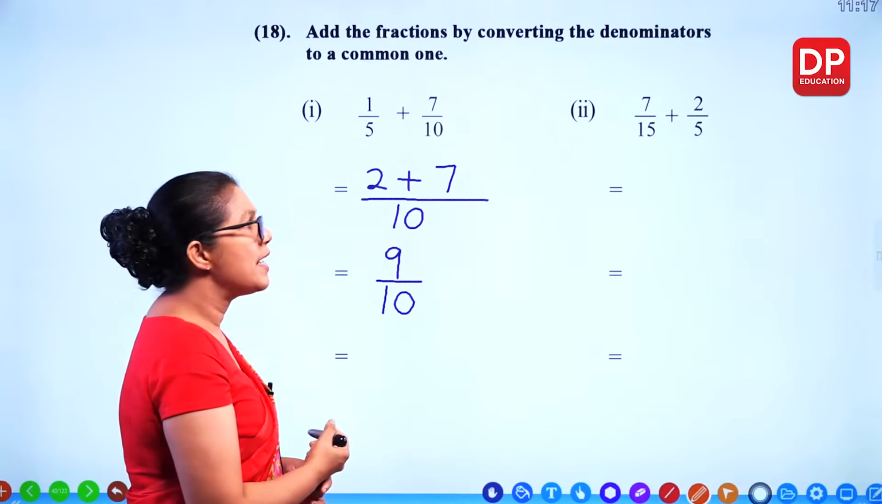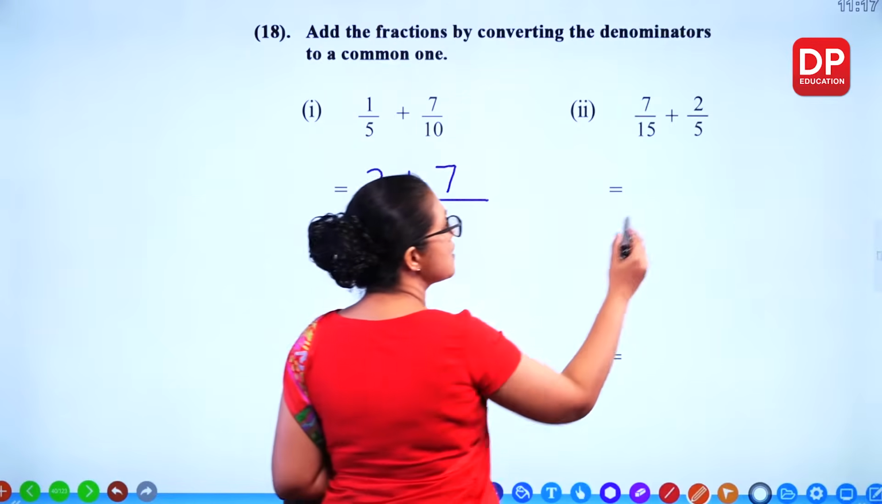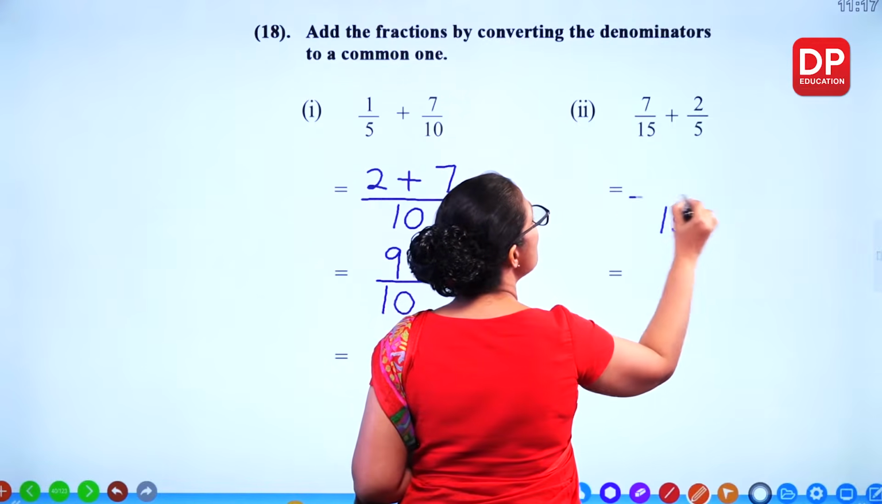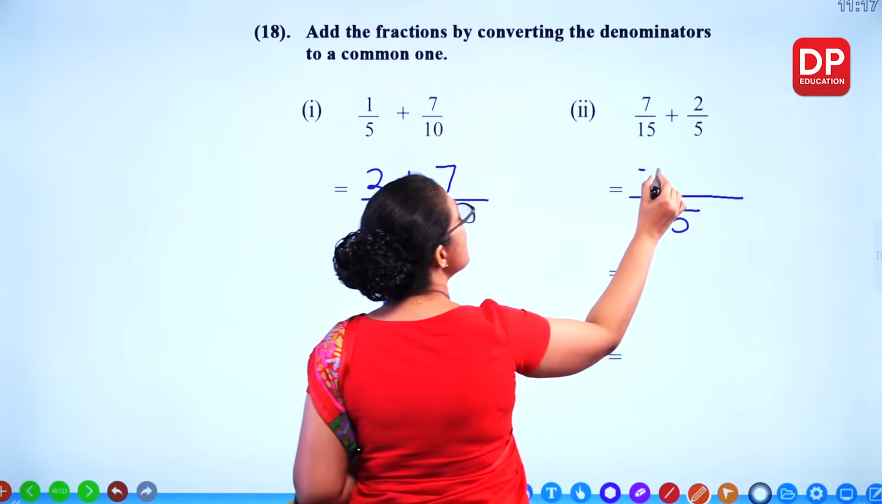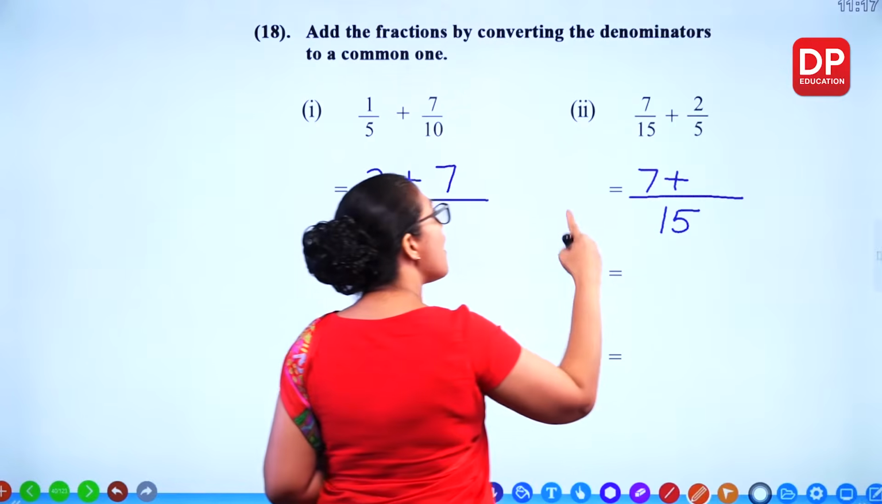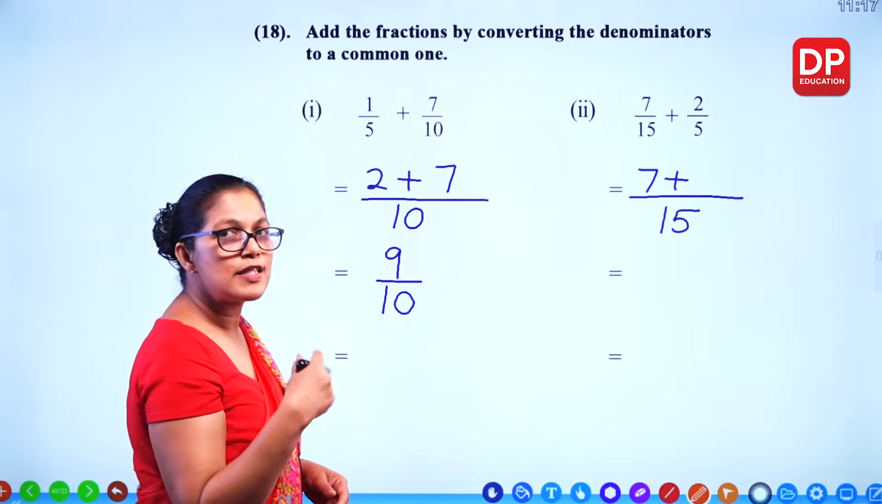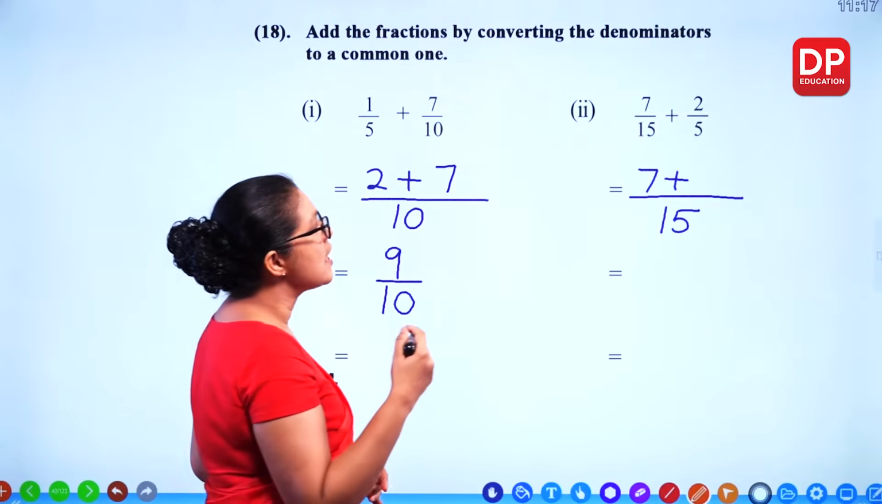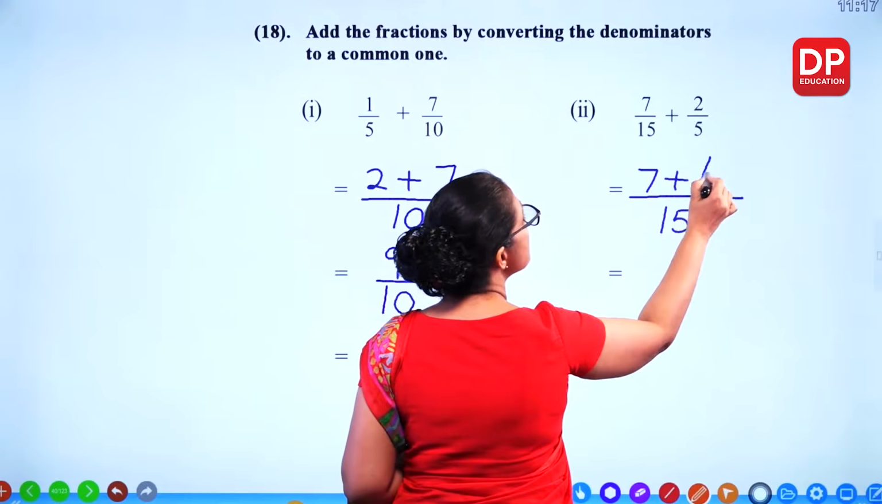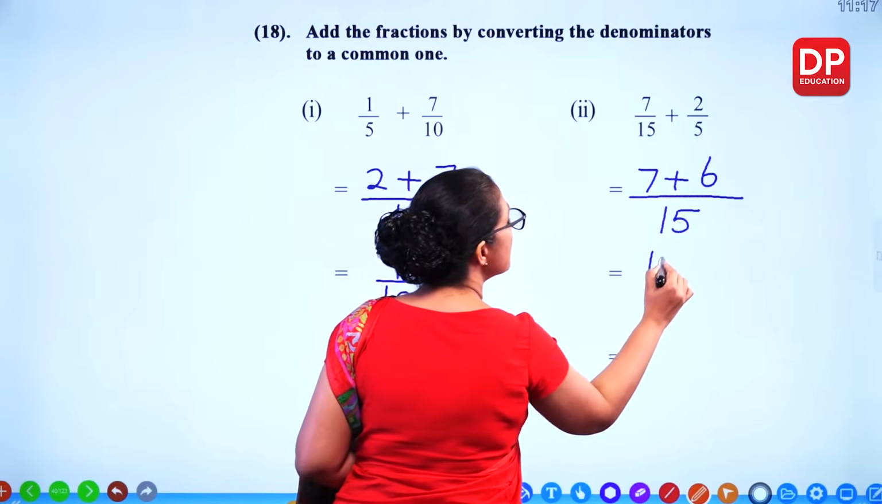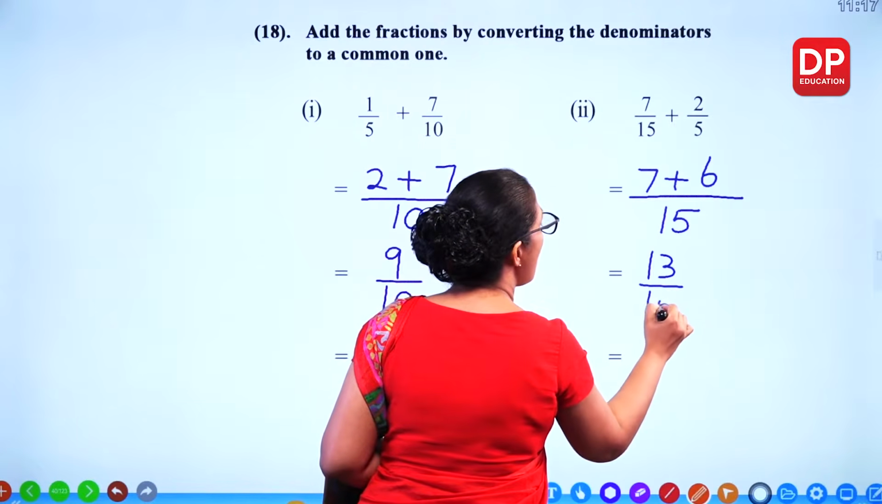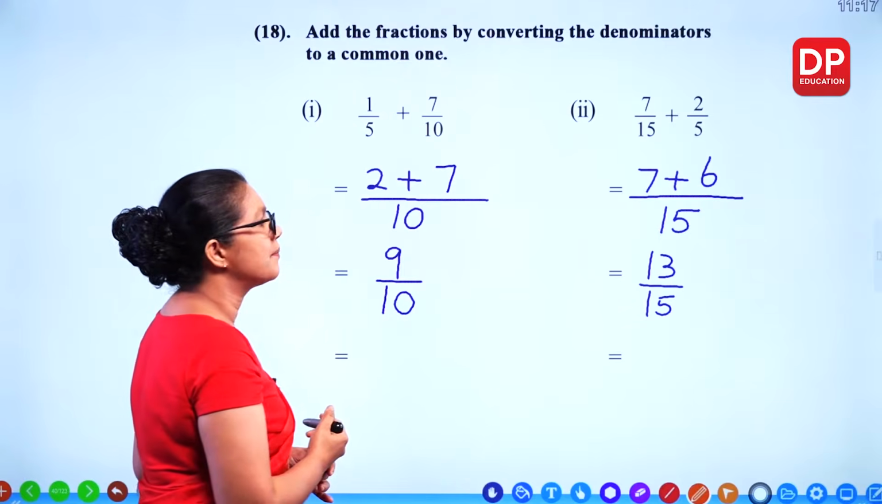15 and 5. What's the common denominator? 15 and 5. That's 15. You can convert to 15. 7 is there. Same thing. 5 you have to convert to 15. That's multiplied by 3. 3 times 2, you get 6. So 7 plus 6, 13 out of 15.